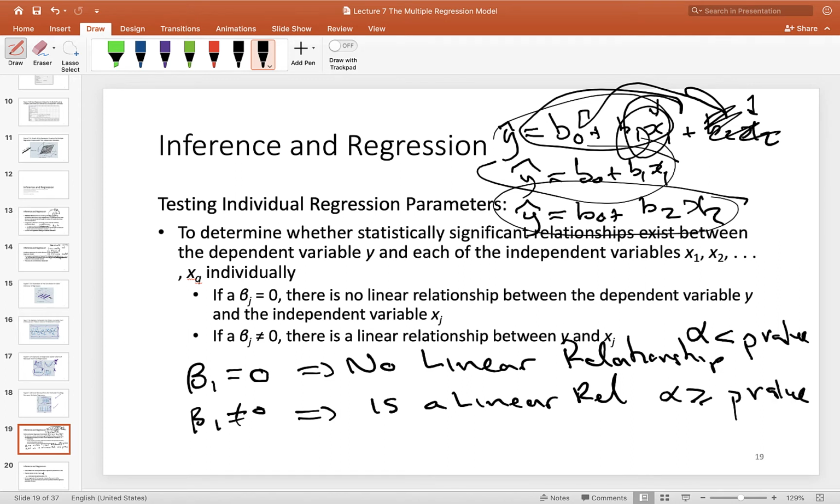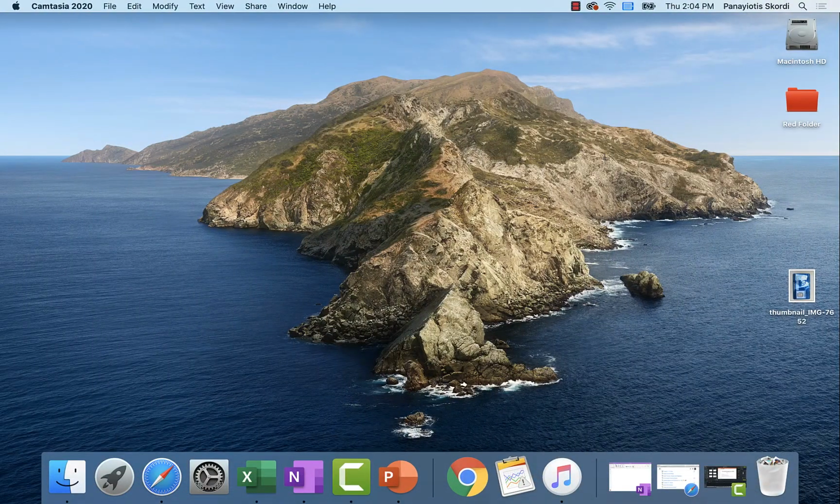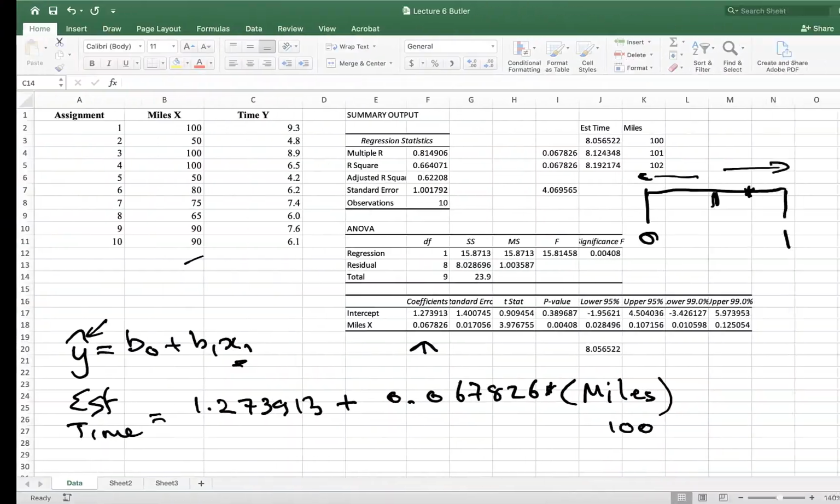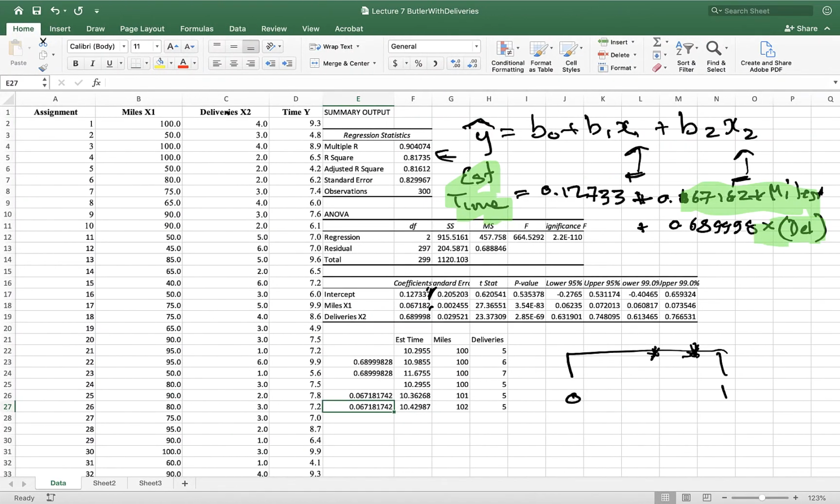Now, on the next slide, they show you how to use the critical value approach. I prefer to use the p-value approach because it's faster. So what I'm going to do is go back over to the Excel spreadsheet that we had for this.